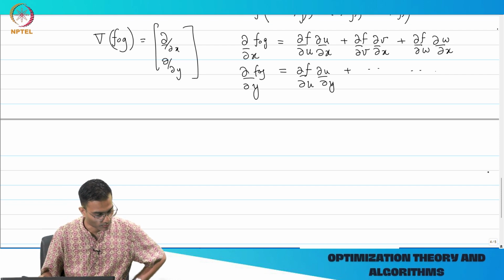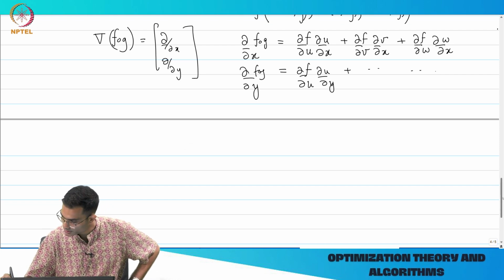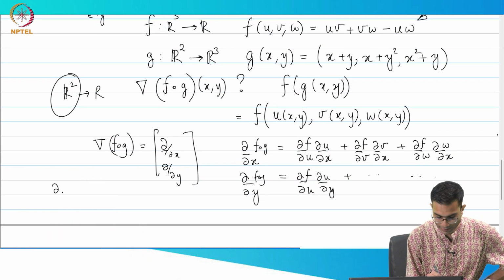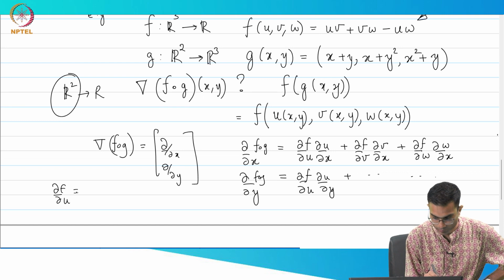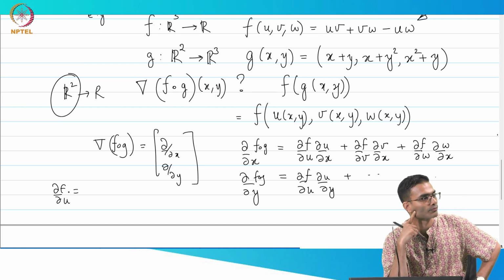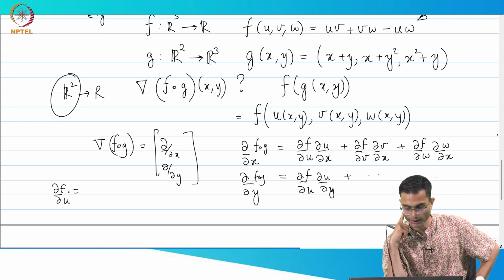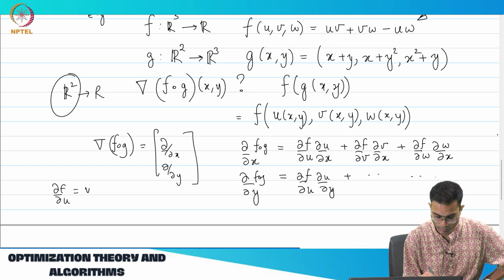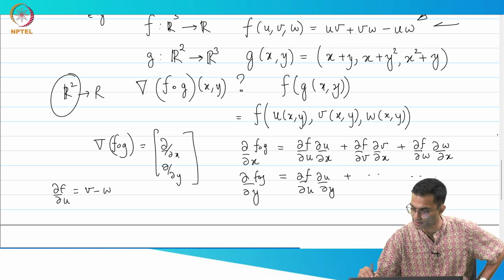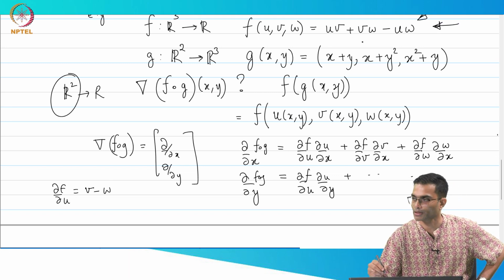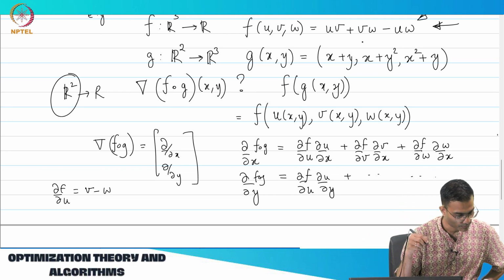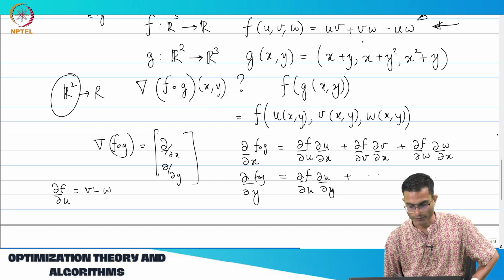So let's keep this on the page and take an example. What is del f by del u? Look at the definition of f. Can I compute del f by del u? What is it? v minus w. I just look at this expression and take the partial derivative with respect to u. The only thing that survives is v minus w.